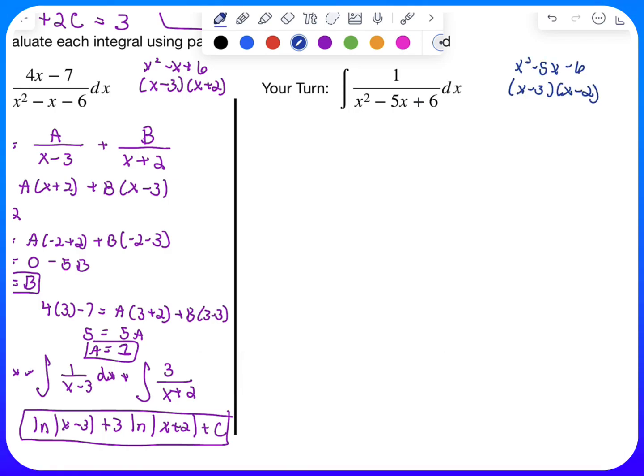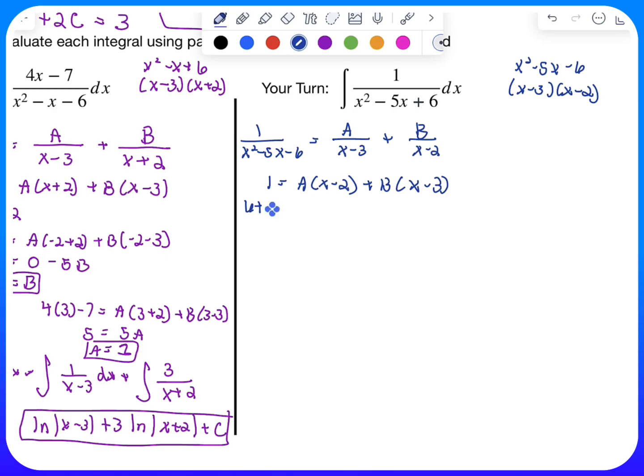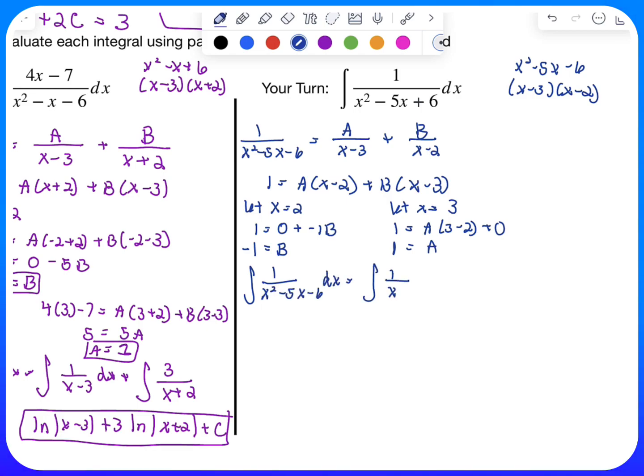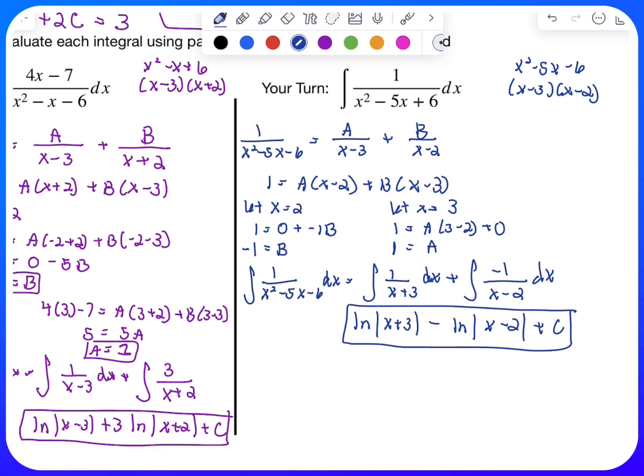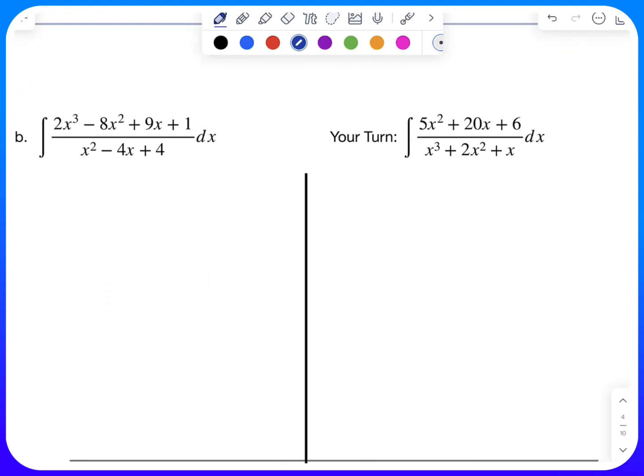Okay, factoring the top quadratic, I get x minus 3 times x minus 2. Setting up my partial fraction decomposition, multiplying each side to get my common denominator. And then plugging in 2 into my basic equation and 3 into my basic equation, I get that B is equal to negative 1 and A is equal to 1. Taking the integral of my first fraction plus the integral of my second fraction, I get natural log of x minus 3 minus the natural log of x minus 2, plus C.